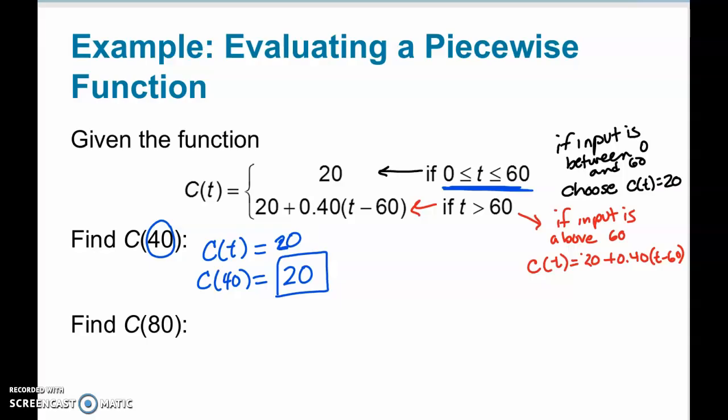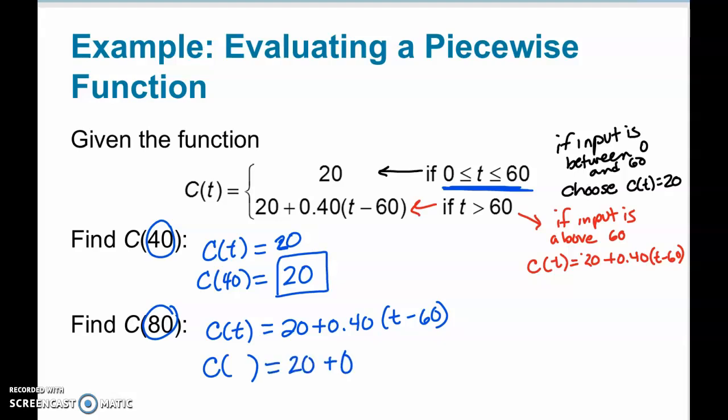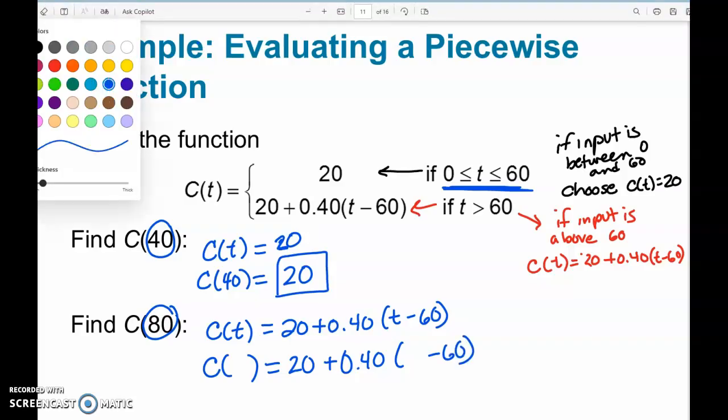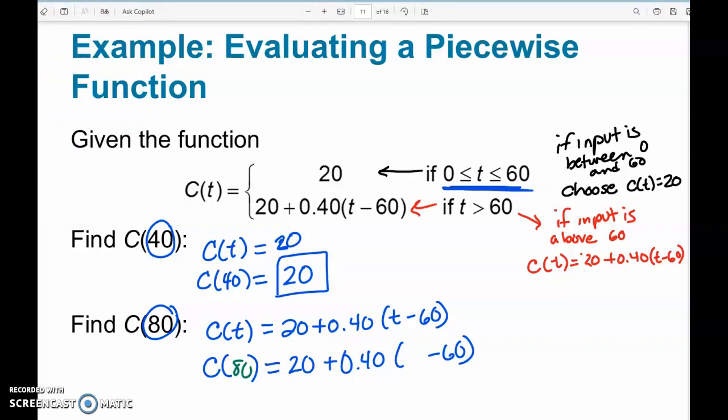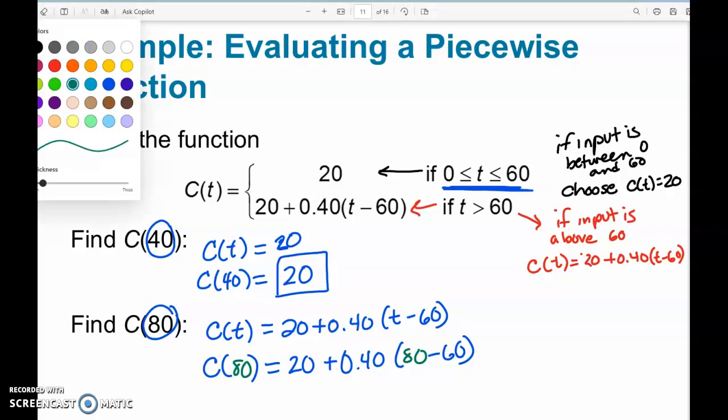Now to evaluate C at 80, here's my input now, 80. I'm going to choose this piece, because this piece is for when t is above 60, and t is above 60 here. So what I'm going to do is I'm going to replace t with 80. And then I'm going to put this in my calculator. Put it in your calculator, pause the video, see what you get, and then restart it.